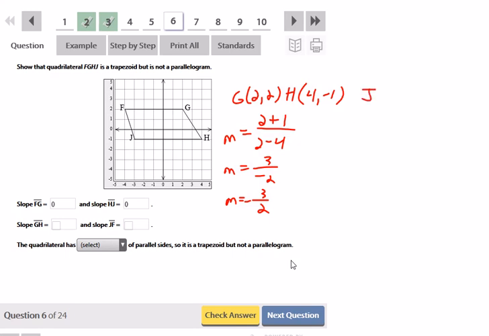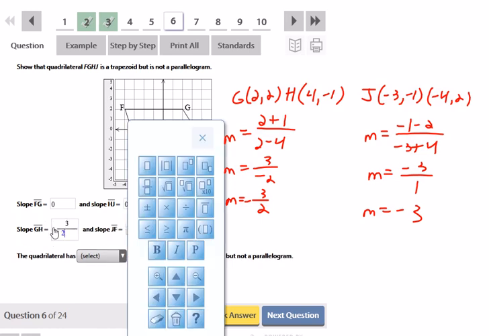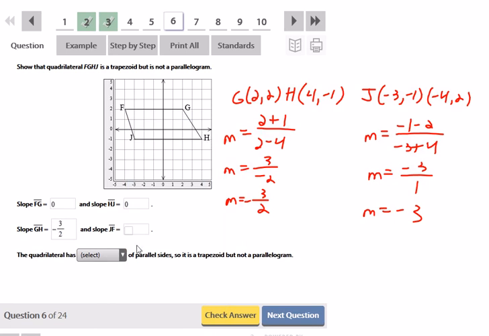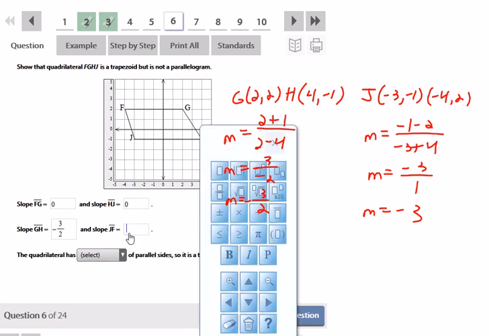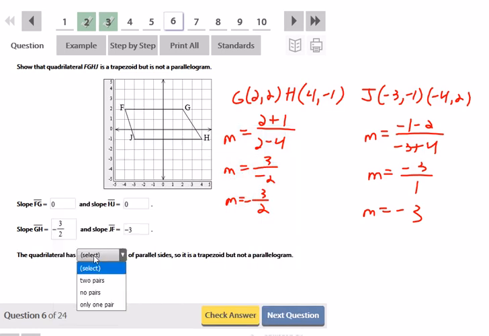So let's see, J is at negative 3, negative 1, and F is at negative 4, 2. So slope is going to be negative 1 minus 2 over negative 3 plus 4. So the slope is negative 3 over 1, which is negative 3. Since these two slopes are not the same, that means that this would be a trapezoid because there's only one pair of parallel sides. Has one pair.